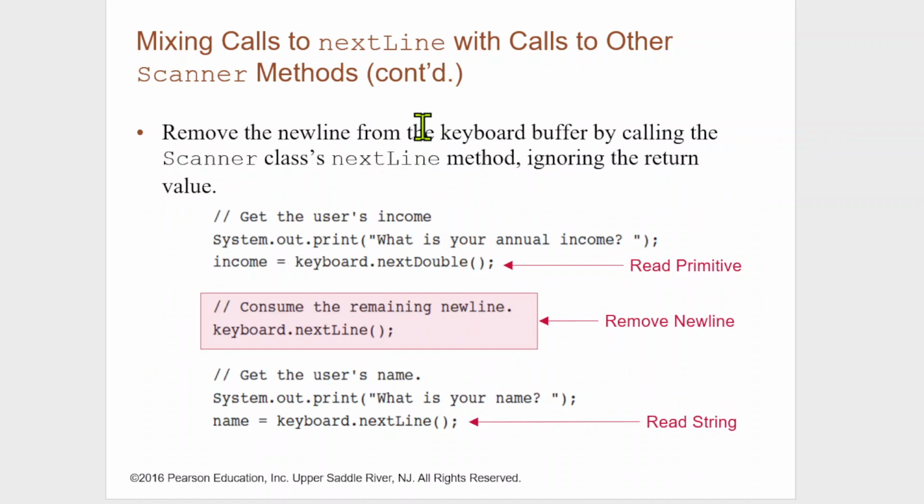To remove the new line from the keyboard buffer, call the Scanner class nextLine method and ignore the return value. So again, System.out.print "What's your annual income?", income = keyboard.nextDouble, then consume the remaining new line with keyboard.nextLine, which just gets rid of the line. Then get the user's name: "What's your name?", name = keyboard.nextLine. So this is good for ignoring the line that's already in there.